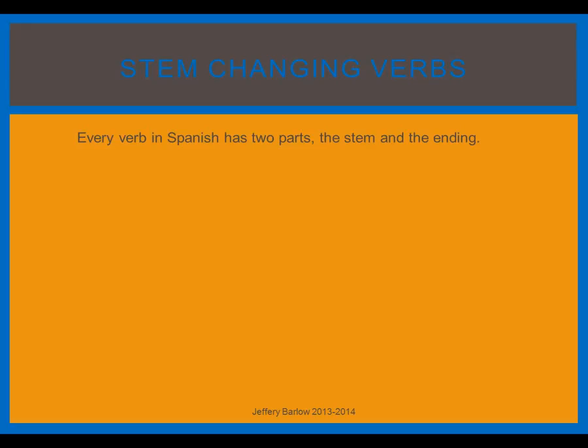This presentation will talk about the three types of stem-changing verbs in the present tense and how to conjugate them. Every verb in the Spanish language has two parts to it: the stem and the ending. Some teachers call the stem the root or the base. In Spanish, the stem, the root, or the base of the verb is called el radical, and the ending is la terminación.